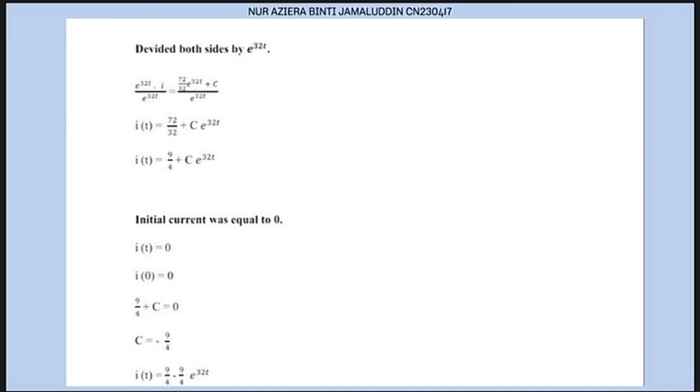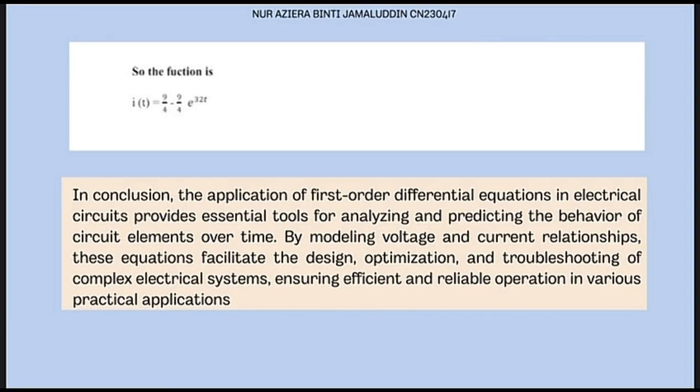So 9/4 plus c is equal to 0. c is equal to negative 9/4. So i(t) is equal to 9/4 minus 9/4 e to the power of negative 32t. So this is the function that we're looking for that will tell us the current at any time t.